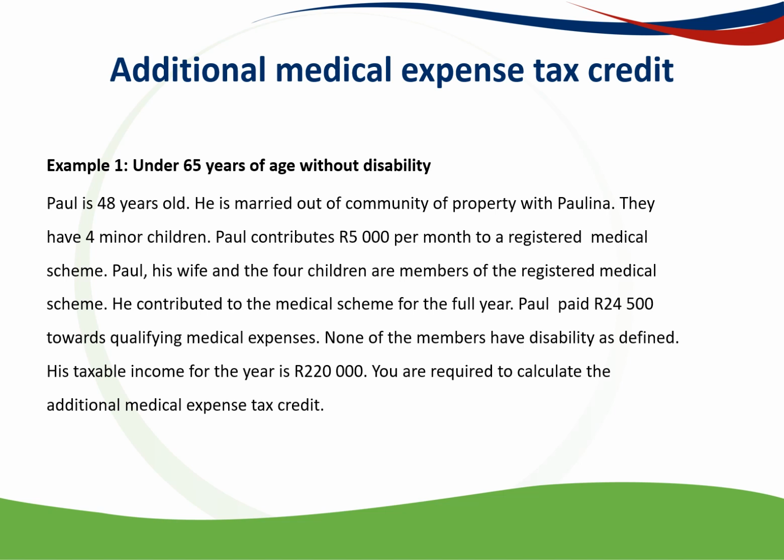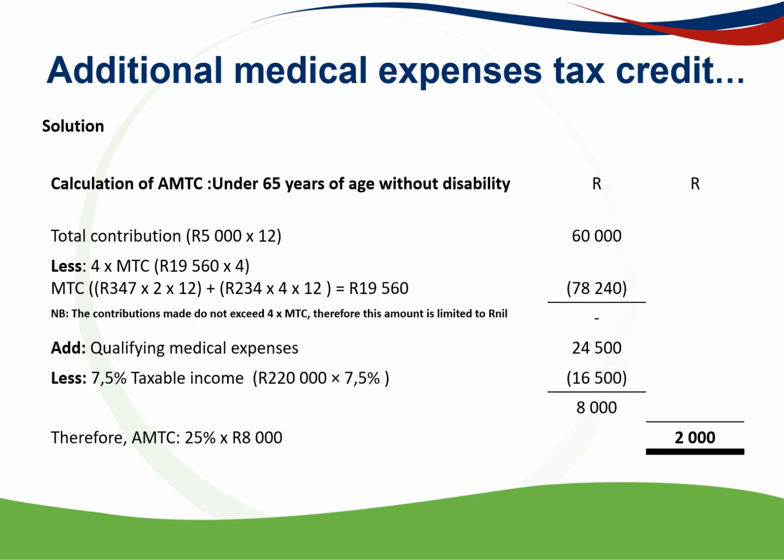Great. So if you go back, which one does it fall in? Of course, Formula 3: he's under 65, no disability. His taxable income is 220,000. You're required to calculate the 6B, which is your additional medical tax credit. Why did we give you all this information about what he paid for qualifying medical expenses and the taxable income? Because you've got to apply that to the formula on the previous slide.